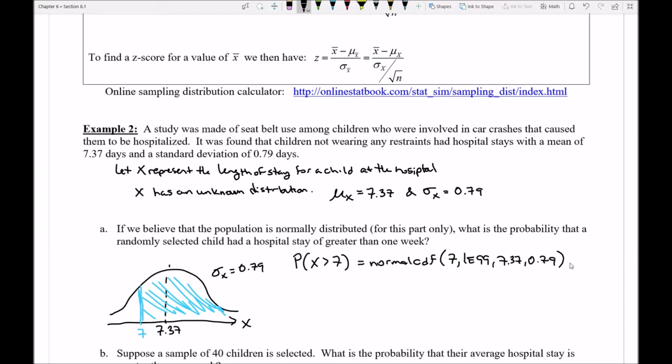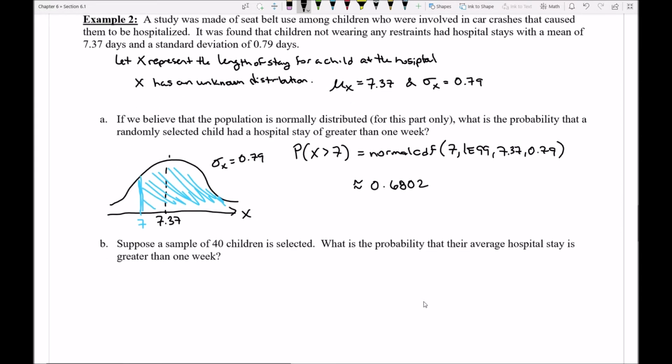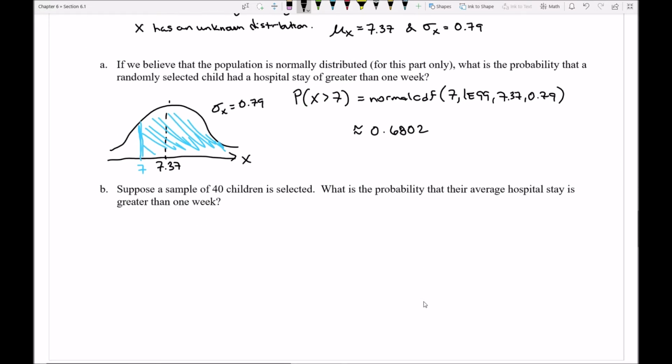So this is actually not anything new. This is a question that we tackled back in Chapter 5. So this is really easy. If I went to the calculator, I typed in all this information into my normal CDF, you could go ahead and confirm that you do get back an answer of 0.6802. So there's nothing new or surprising about this question. We should be able to tackle this no problem. But let's take a look here at Part B.